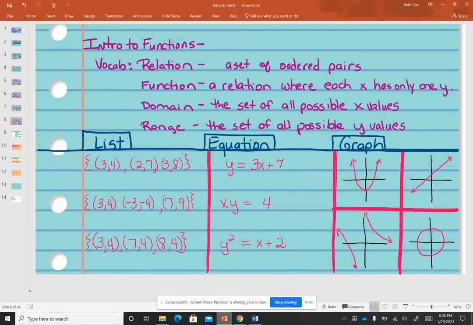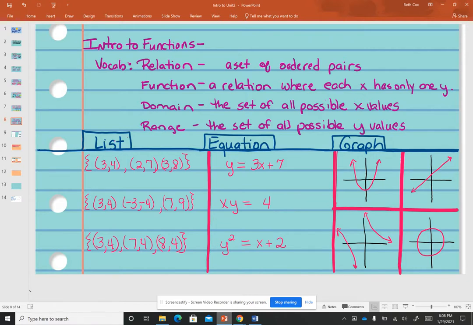So these are some vocab. We have what we call a relation, which is just a set of ordered pairs. Now, a relation can be special. It's called a function if it's special. And this is where each x has only one y. We talk about that we can't have a 2 times an x. We'll look at some of that in a few minutes. But x can only have one y. And that's it. So we have to look for that.